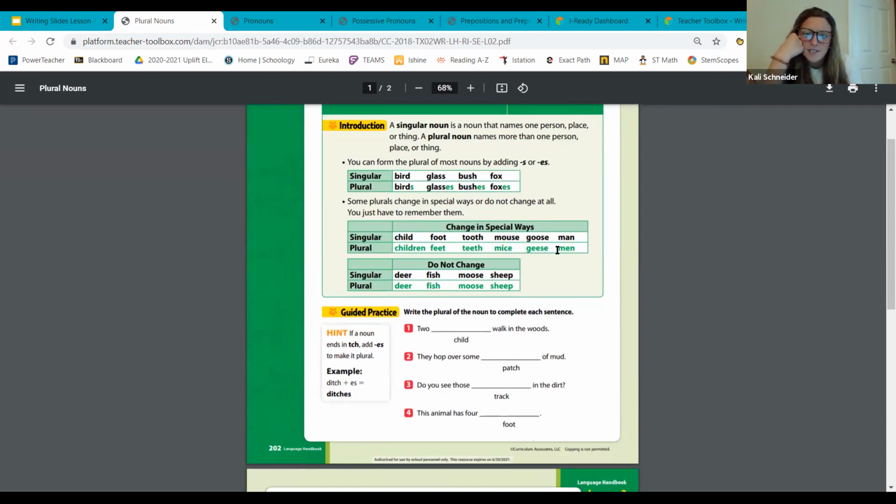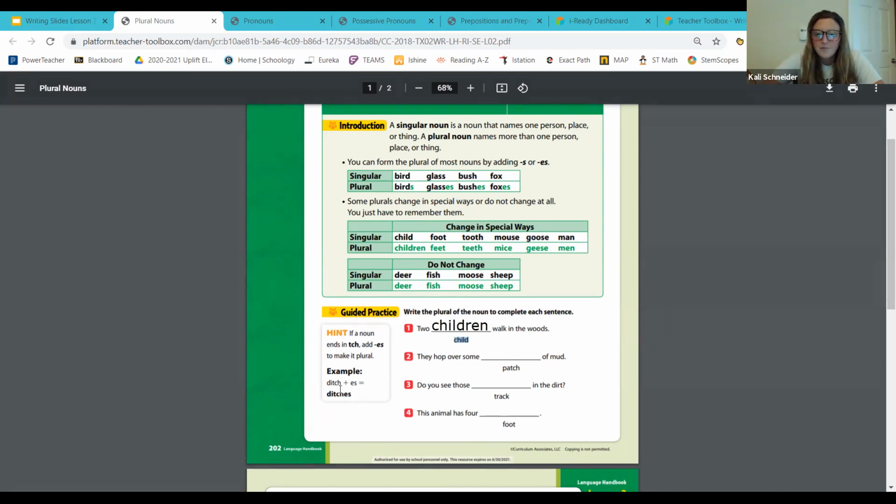Write the plural of the nouns to complete each sentence. Hint: if a noun ends with tch, add es to make it plural. Example: ditch plus es equals ditches. Let's look at number 1. Two blank walk in the woods. Two child. I look up here and that's one of those special ones. So we know two children walk in the woods. Let's write that in. Mine might not line up perfectly, so try your best and use your resources up top.